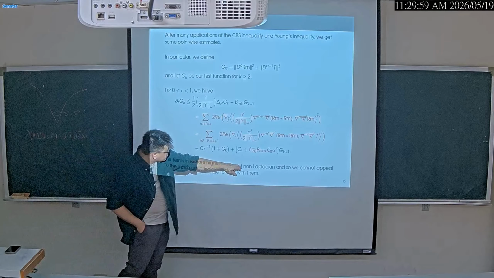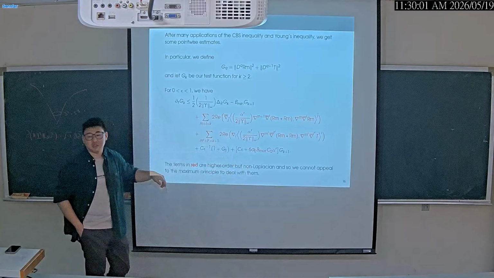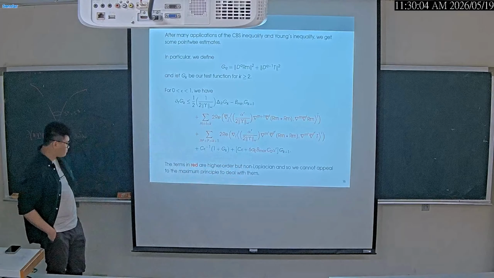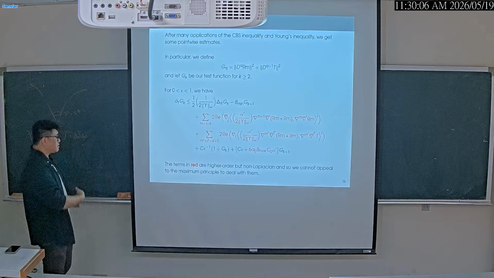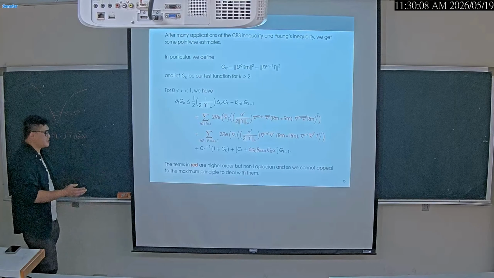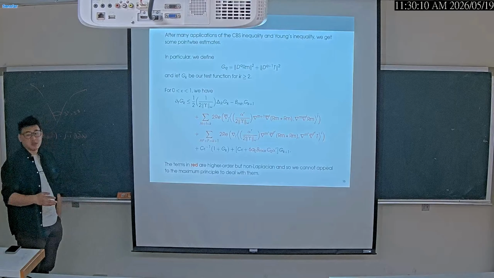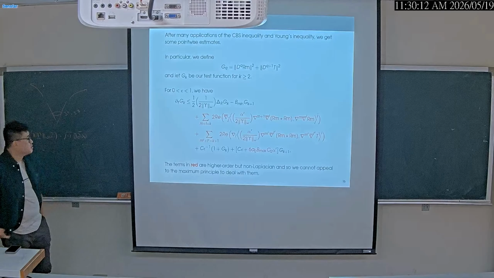The one thing that hasn't been defined here is this alpha naught. This is just a dimensional constant. We can mostly ignore that. Okay. So like I said, the red terms are higher order, but they're not Laplacian, so you can't use the maximum principle to deal with them. You'll have to use a different method.